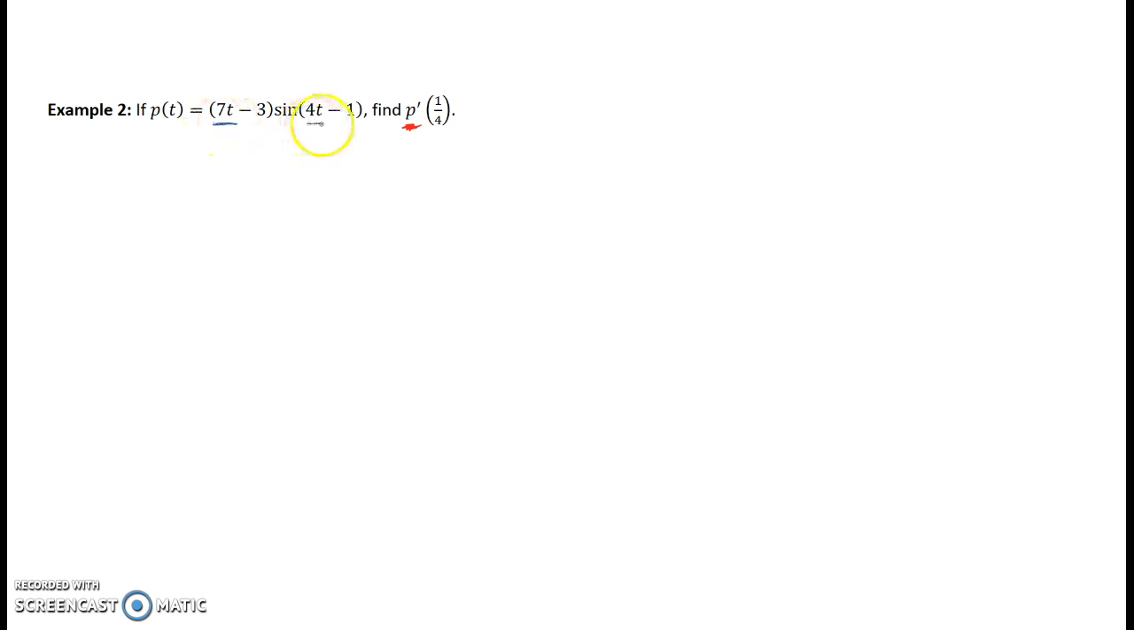There's a t here and another t over here. There's no addition or subtraction between those two terms. So this is going to be a product rule problem. Okay, so it's product rule because t features twice here within a single term. So our u is going to be 7t minus 3, and v will be sine of 4t minus 1.